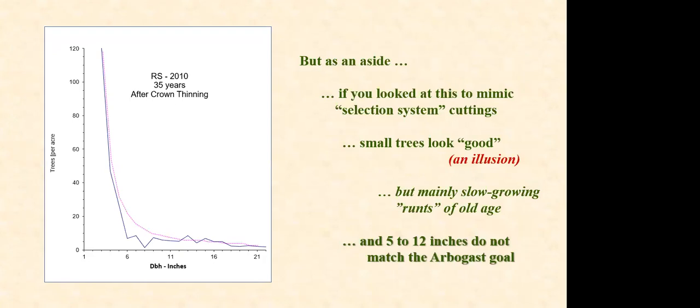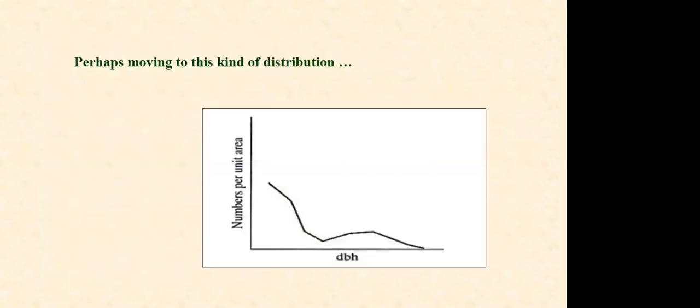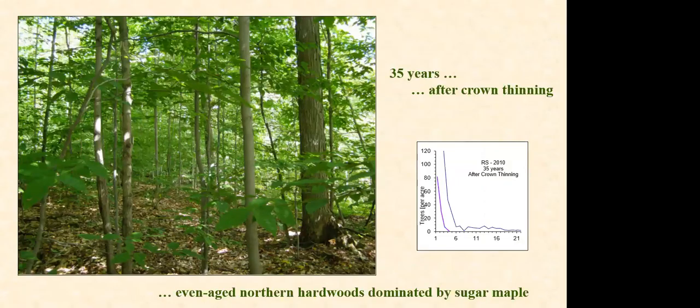And as we saw in the actual progression of change through time, we're forming this tail and potbelly. This is not a sustainable structure. At some point, those large trees will get to the point where you'll want to cut them because they're mature, and then you won't have a great stand left behind. Perhaps moving to this kind of distribution. So you could say, well, you cut the big ones and you have a new age class started. But that left-hand tail is a combination of some new regeneration and runts that are slowly growing but left behind. Even-aged northern hardwoods, dominated by sugar maple, 35 years after crown thinning.